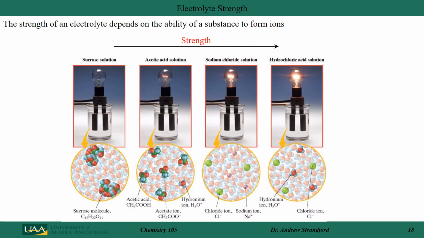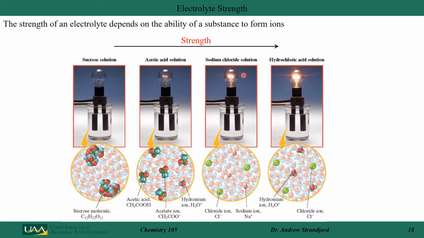Some electrolytes are better at actually forming a circuit than the others. So we often associate a strength of an electrolyte to its ability to actually form ionic species. For example, if I were to take a sucrose solution, that is actually an extremely poor electrolyte. In fact, we call that a non-electrolyte, so it does not conduct electricity. If we look at acetic acid, that's a weak acid. It has some ionic character to it, so it actually conducts a little bit of electricity.